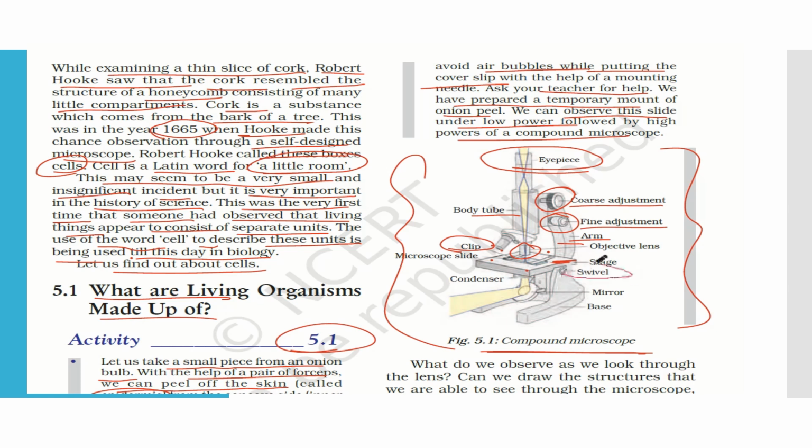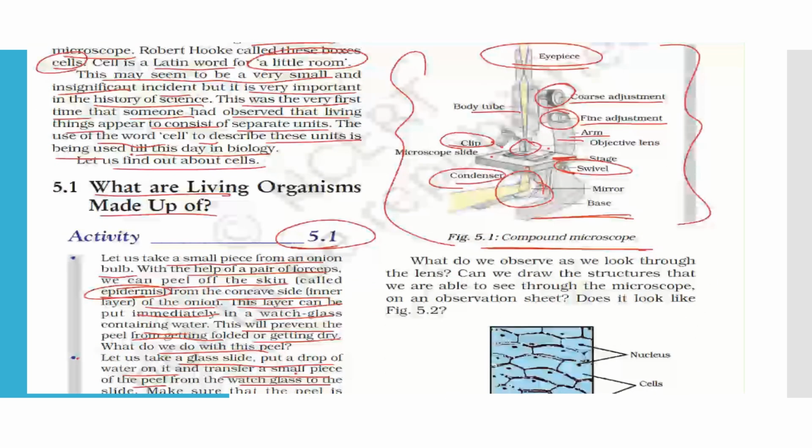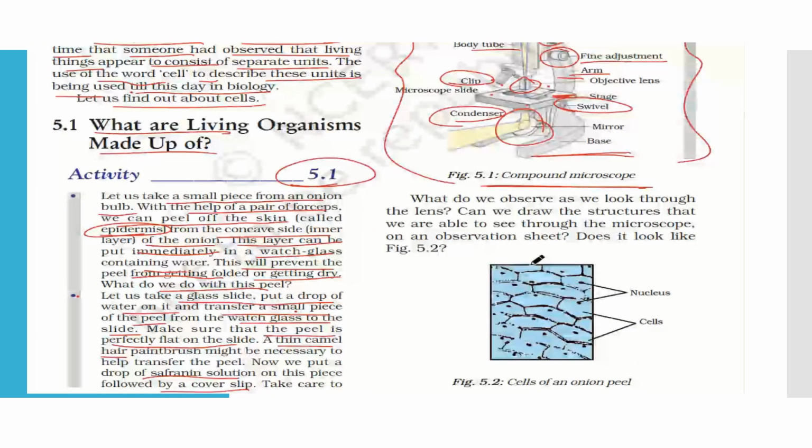Now this is the swivel, and this is the mirror where the light falls and through which you see this, you see these objects in a magnified manner. And this is the base of the microscope, and this is the condenser. So this is the full compound microscope. So we have prepared the onion peel now. So we are observing that under the microscope in low power first, and then we are setting it to high power. So what do we observe? Let us see here. Now this is what we are observing.